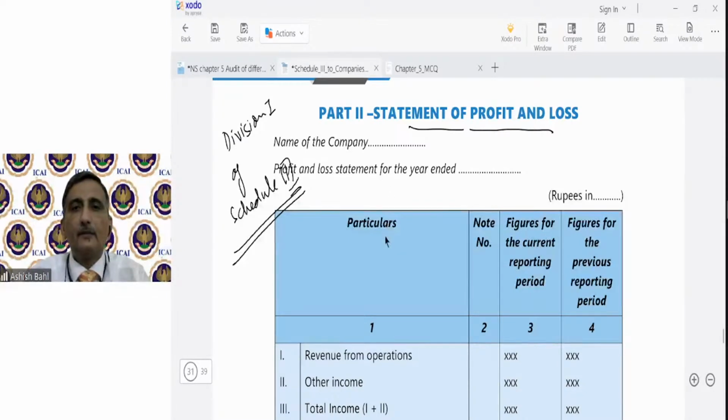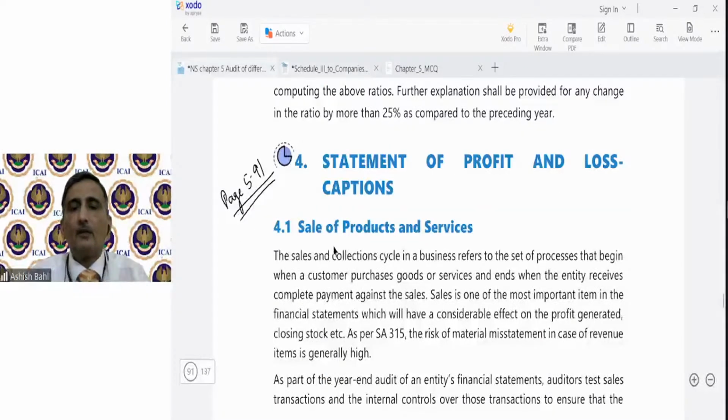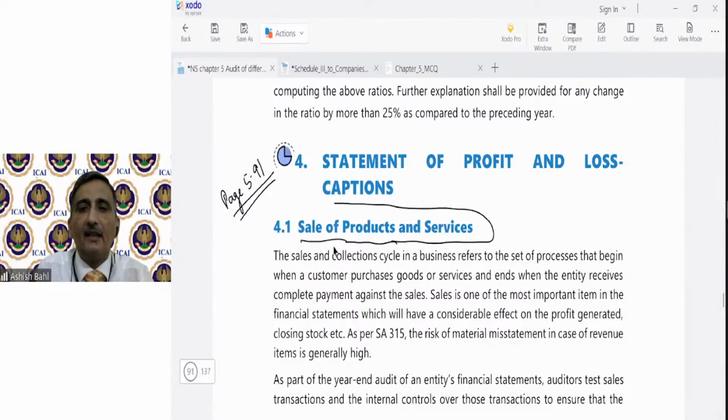So this is the format. Now we come to your module. So we are at page 5.91 of your module. So how to verify different items appearing in statement of profit and loss? So first item is sale of products and services. So sales or revenue, you very well understand, students, it is one of the major items in financial statements of any entity.